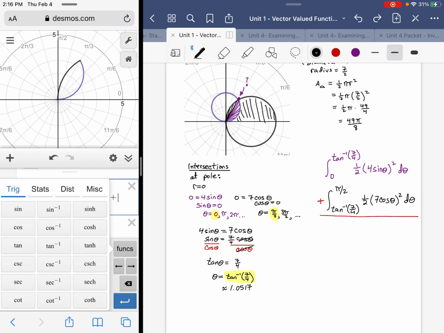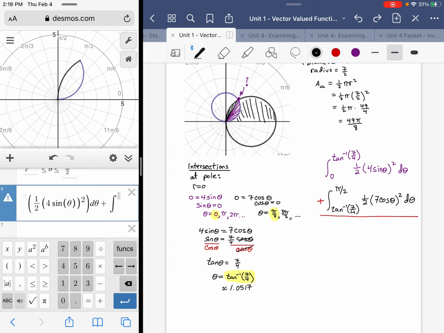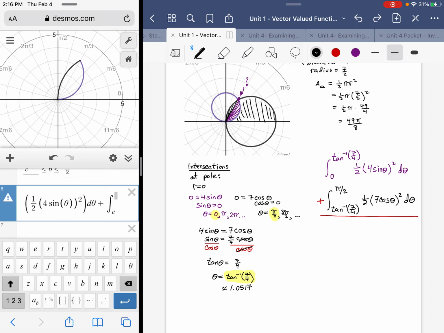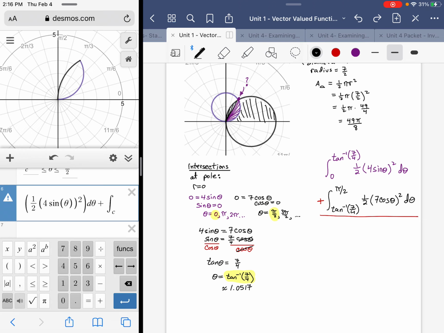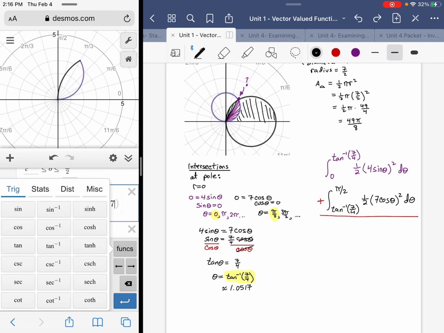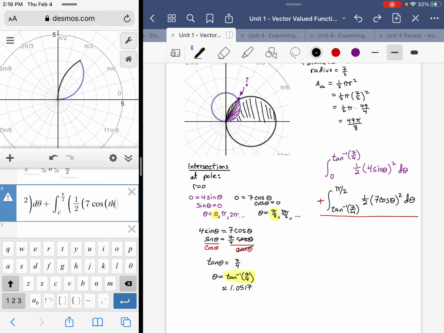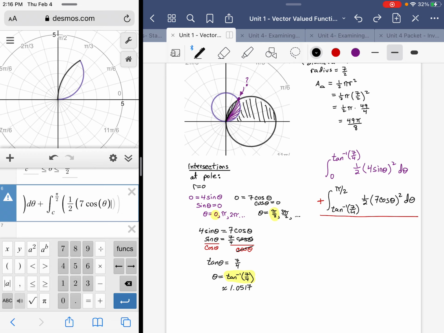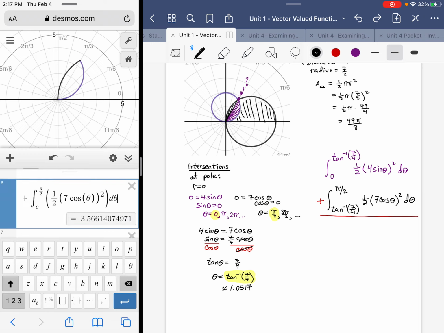Plus integral c, which is my inverse tan function. Again, you could put the decimal in if you want. Pi over 2, open paren for the integrand, 1/2, open paren for the 7 cosine of theta, close it up, square it, close it up, d theta. As long as you type it correctly, you stand a good chance of not making a mistake.